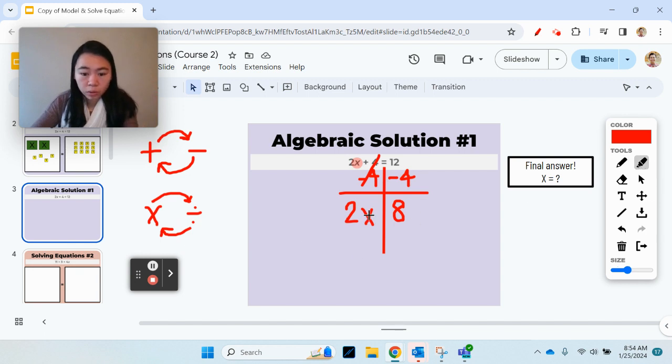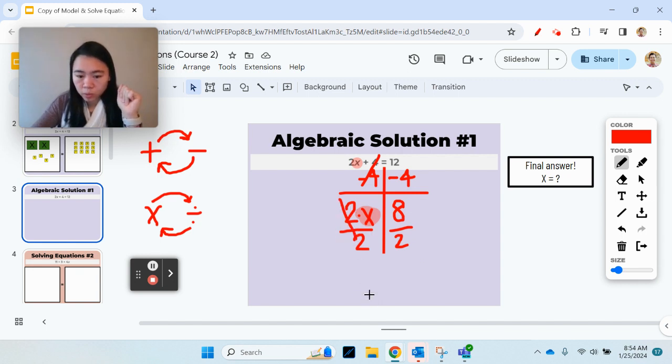What is happening to your variable? Your variable is being multiplied times 2. This is, you have 2 x's. This is times 2. So what is the opposite of multiplication? Division. So we're going to divide by 2. Again, this 8 is just minding its business. We're focused on doing the opposite of what's happening to your variable.